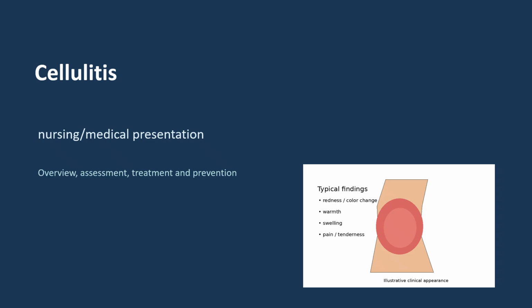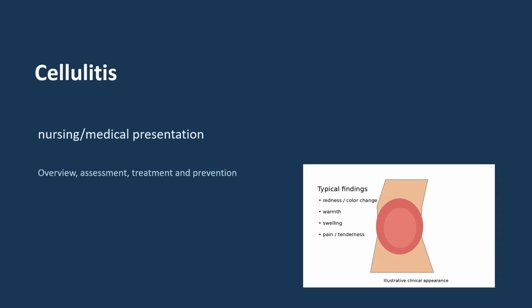Typical findings in whoever has the disease: at the site, they will have redness and color change, they may feel warmth, and they will have swelling, pain and tenderness in the region where they have the disease. We will see different redness, swelling, warmth with pain and color change appearance at the site where the individual develops the disease.